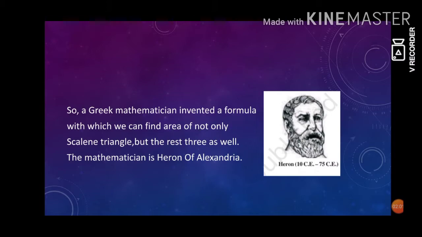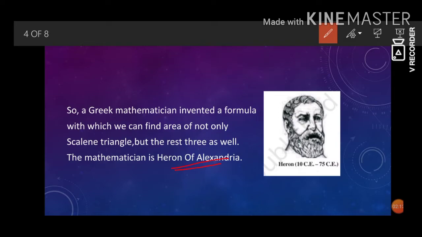So this Greek mathematician is none other than Heron of Alexandria. Heron of Alexandria was a very famous Greek mathematician in his time. He not only invented Heron's formula, but he has invented many other important establishments under mathematics. So he is a very famous mathematician of his own time.